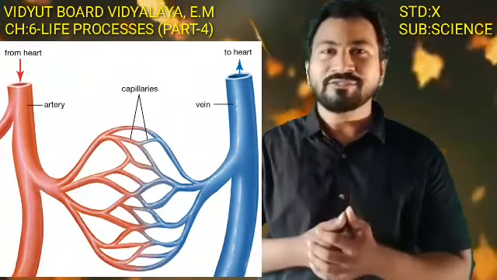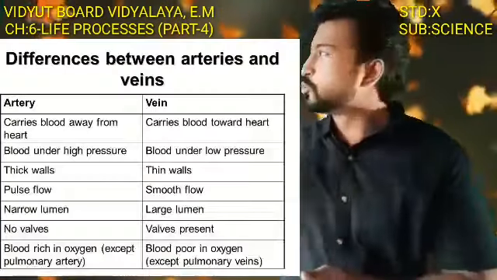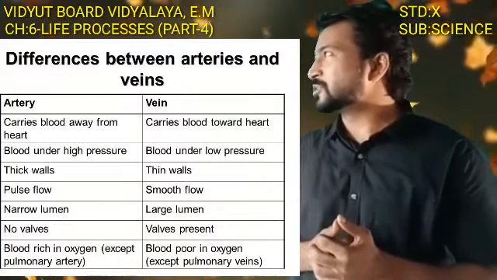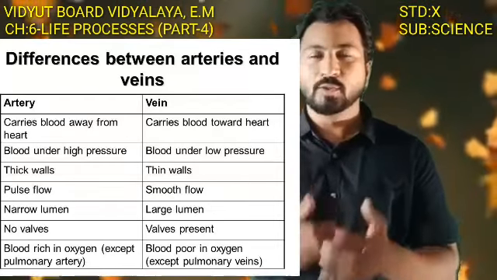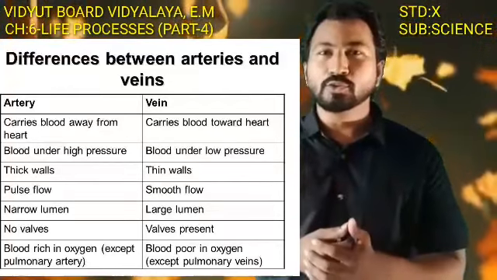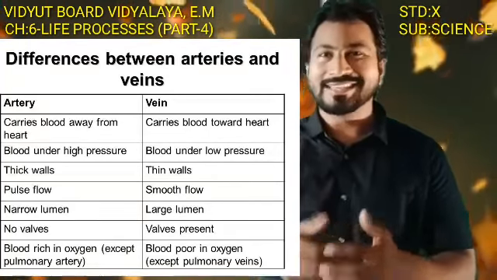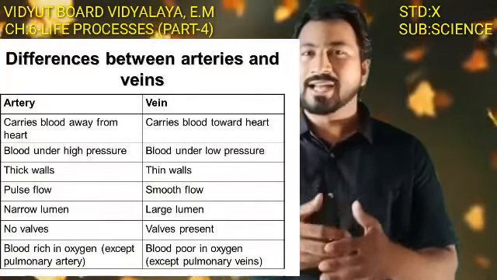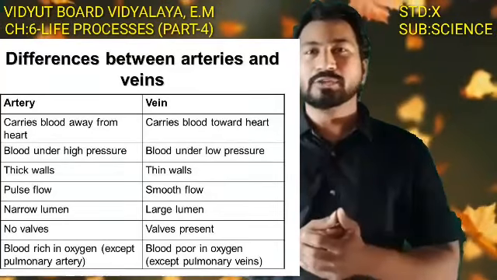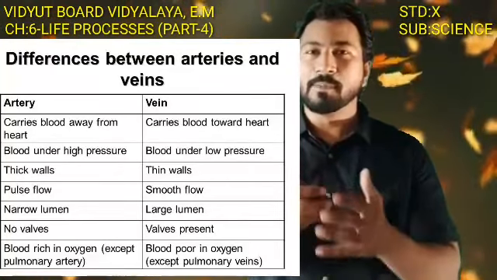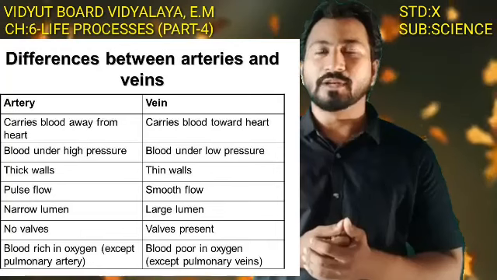So let us see the differences between the arteries and the veins. These are the various differences between the arteries and the veins in relation to their thickness, their wall, their elasticity, and how and where they provide blood to various regions of the body.